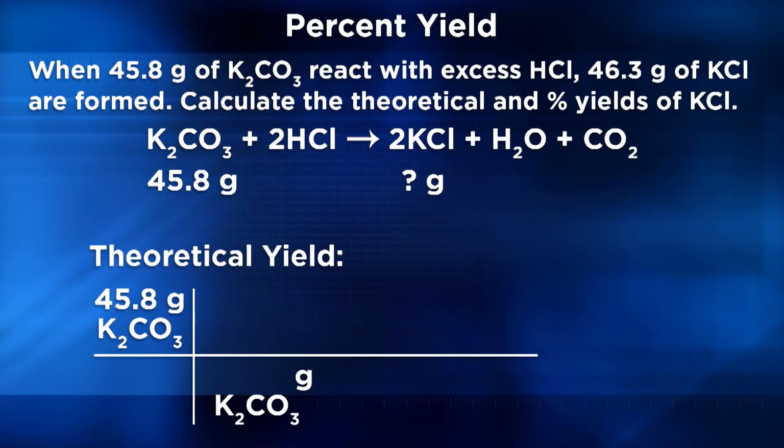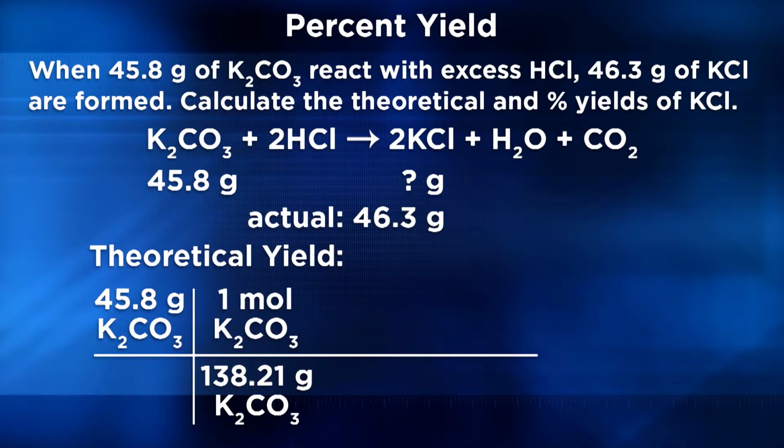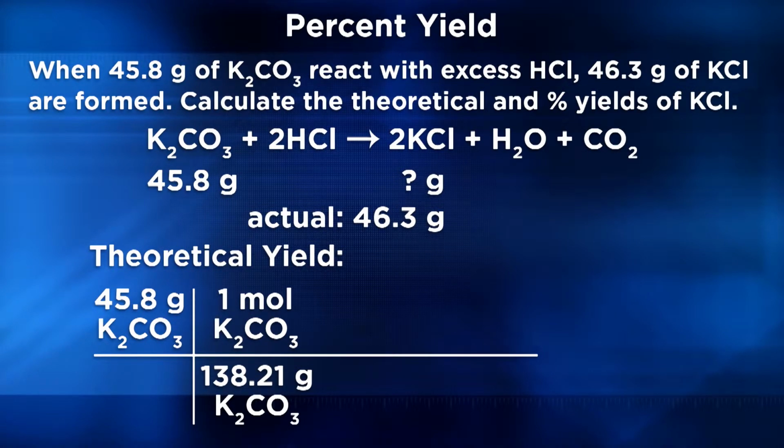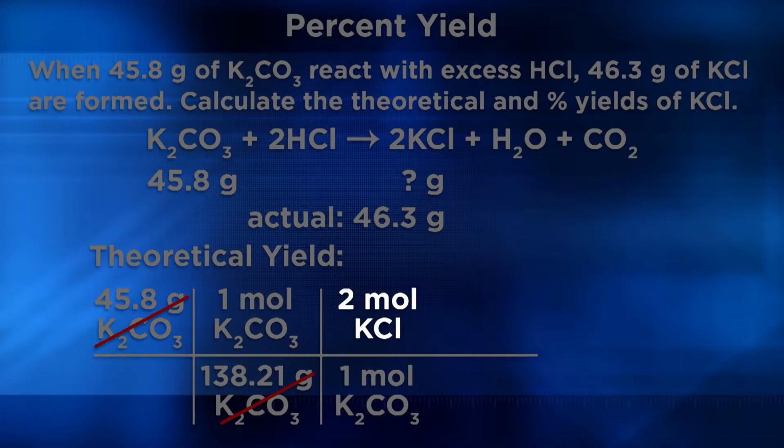So setting up a stoichiometric conversion chart, place 45.8 grams of potassium carbonate in the upper left-hand corner, and then bring down the units to the denominator of the next column. Then use the molar mass of potassium carbonate, which is 138.21 grams, to convert to moles of potassium carbonate. Now, since we've converted to moles of potassium carbonate, we can use the mole ratios from the balanced equation to convert to moles of the desired substance, in this case, potassium chloride.